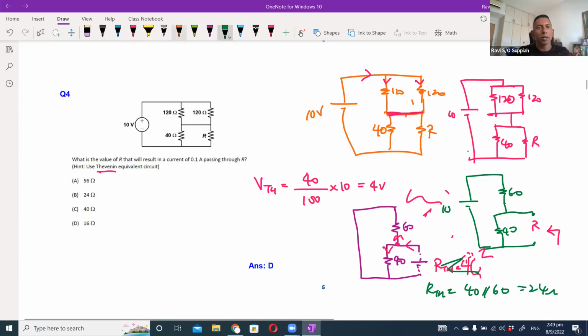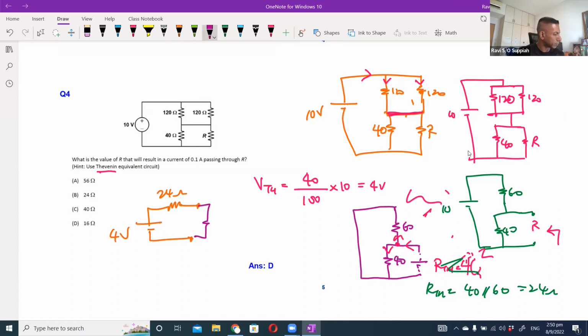Okay, so if I were to redraw the circuit over here, I'll get 4 volt with 24 ohm, and RTH is here. That is your R. So by Ohm's law, we know that I is V by R. I want a current of 0.1 ampere to flow with 4 over 24 plus R. So R will be equal to 16 ohms. The answer is D.